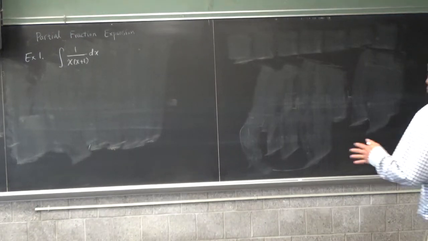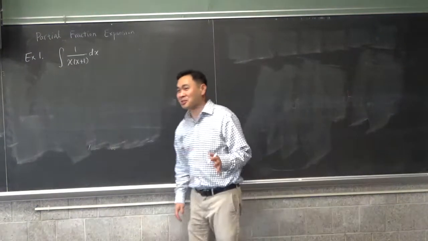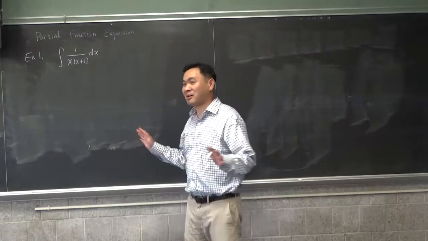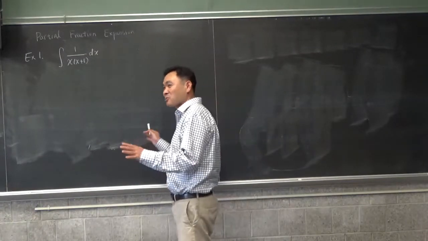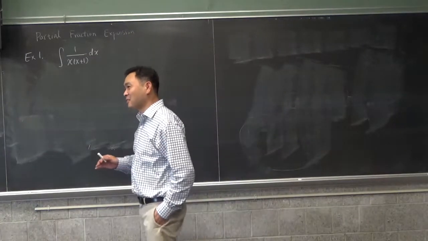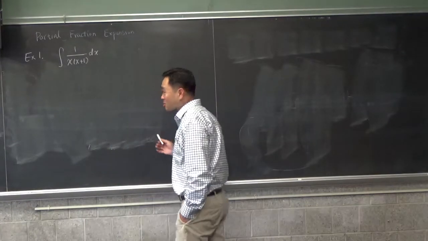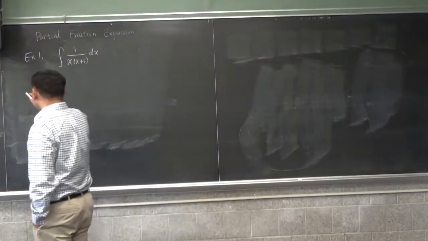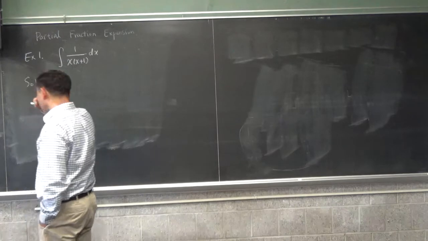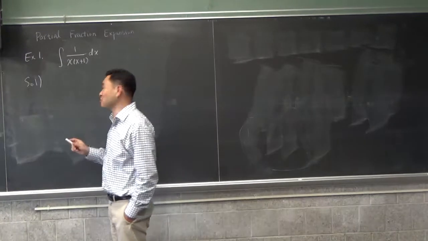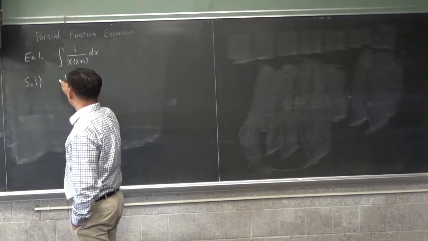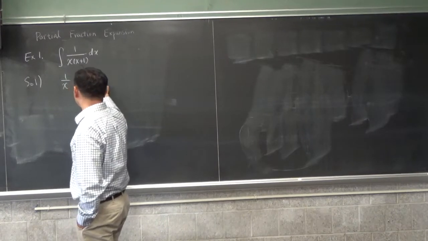Sometimes a solution of a question might look like a magician pulling a rabbit out of a hat. Like the solution comes out of nowhere. And when you see the solution of this, it's going to feel like that, okay? So first, you just happen to calculate the following. 1 over x minus 1 over x plus 1.